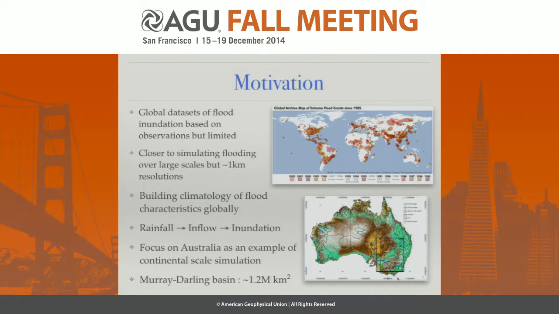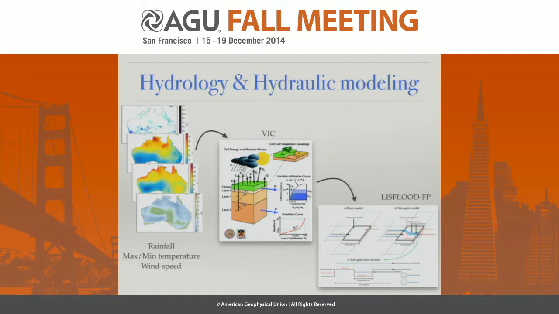But as we're going to see in the next slide, a hydrodynamic model, which in this case is the LISFLOOD-FP model, uses a subgrid formulation for the channel. So although the grid cell is about a kilometer, it's able to simulate a channel that's narrower than that. And it requires inputs such as boundary inflows, and those are coming from a hydrology model, which in this case is the Variable Infiltration Capacity model, very widely used globally.